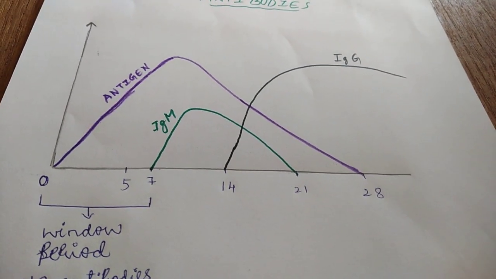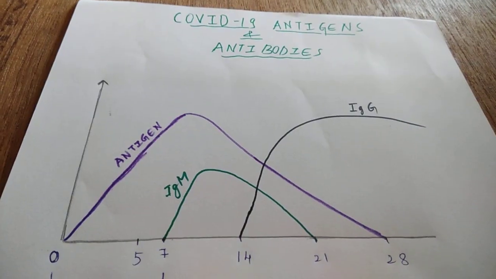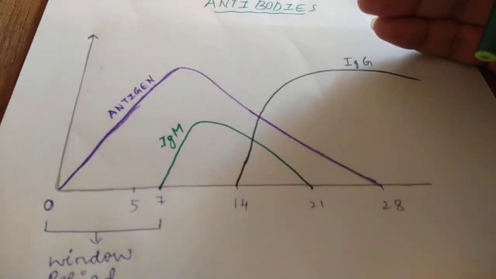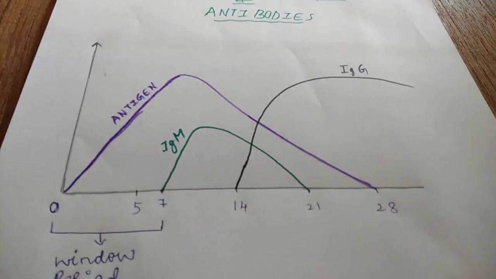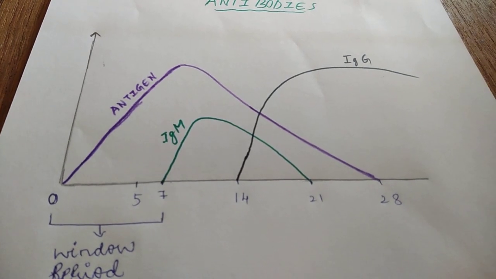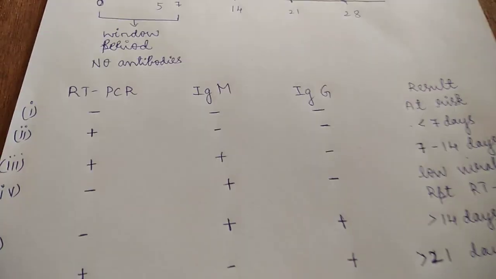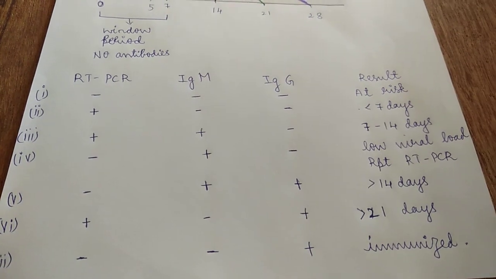This is about the COVID-19 antigen and antibodies, and how we can use antigen, IgM and IgG in day-to-day life based on this table for clinical classification of the patients.